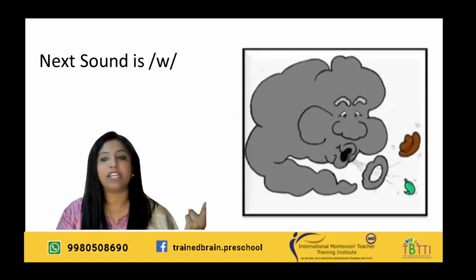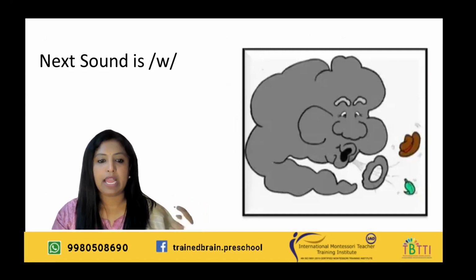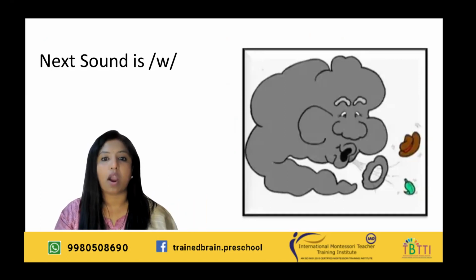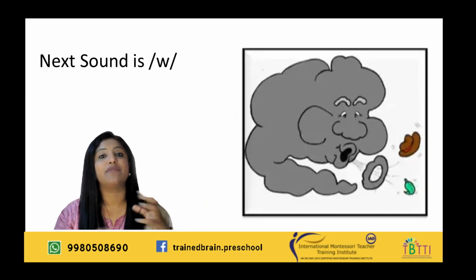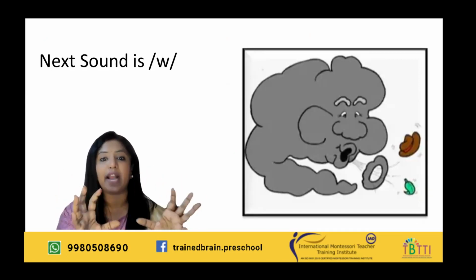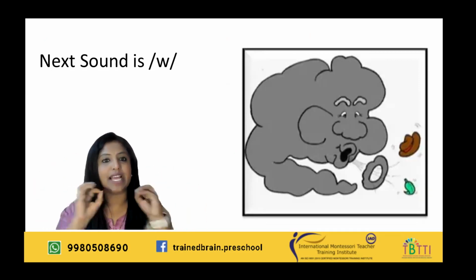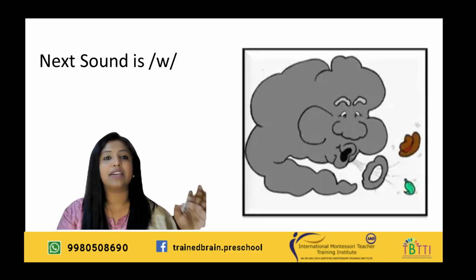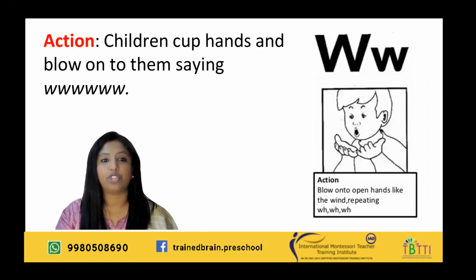The second sound in my group is my letter W. And W makes the sound W. And the flashcard that I show to my child is as if the wind is blowing out some air. See, the cloud itself is blowing out the air. So that's the flashcard that I show to children.